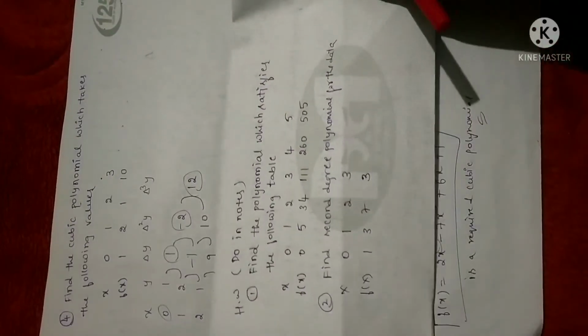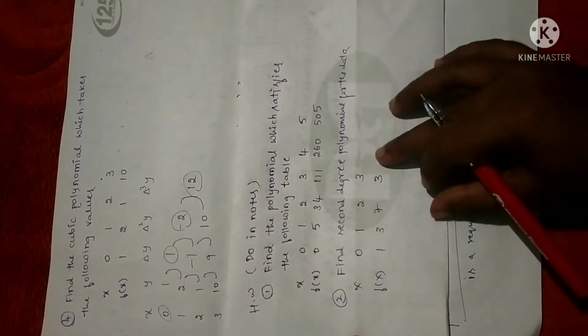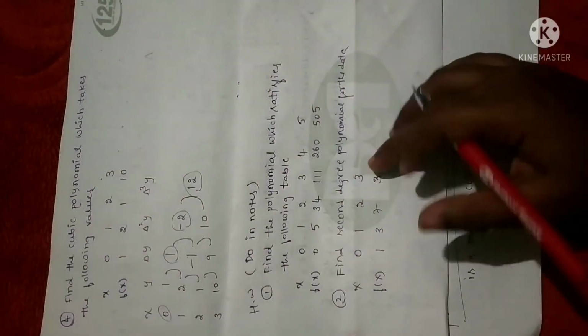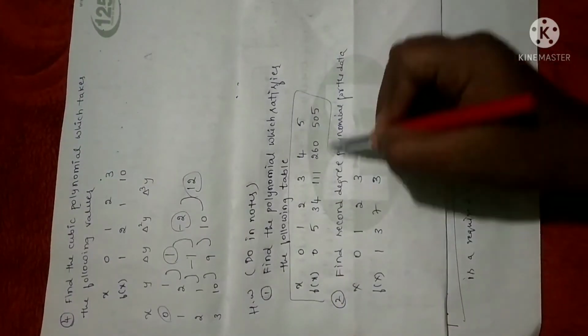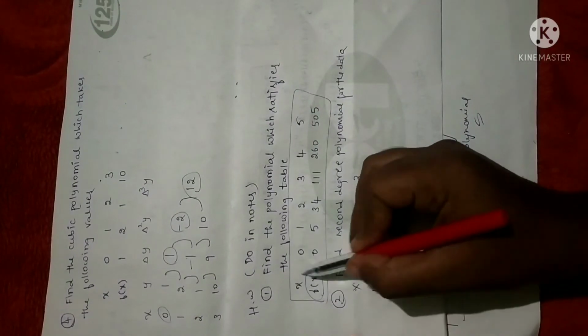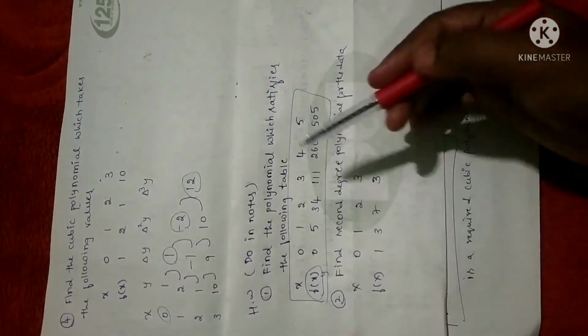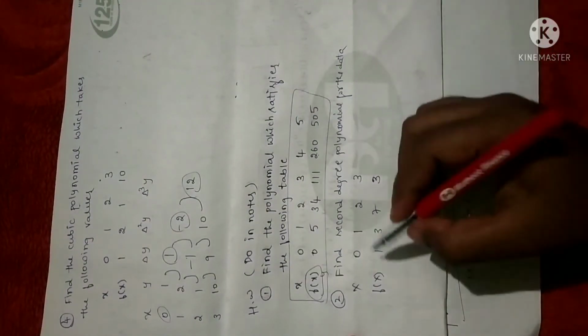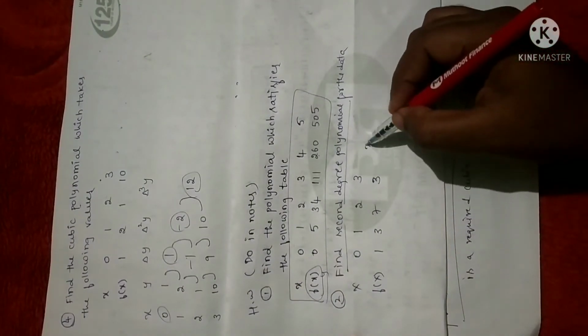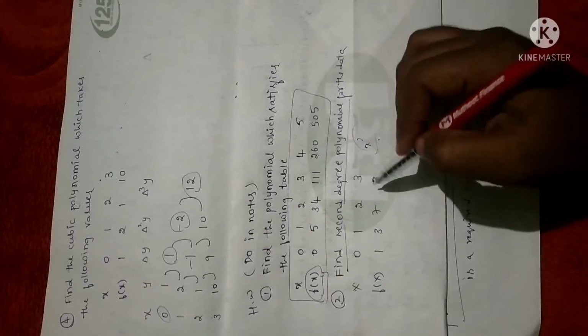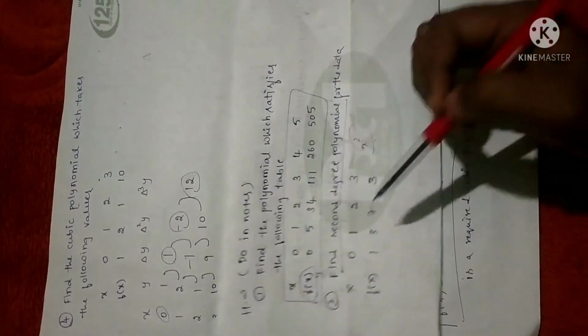So here is a homework problem. Pause the video, copy to the notes, and solve it yourself. Find the polynomial which satisfies the following table. Given data is x and f of x, which is none other than the y value. You have to solve either by using Newton forward or by using Newton backward difference. Second one, find the second degree polynomial. In the sense, if you solve this, you will get an answer in terms of x square. So copy to the notes and solve these two problems.